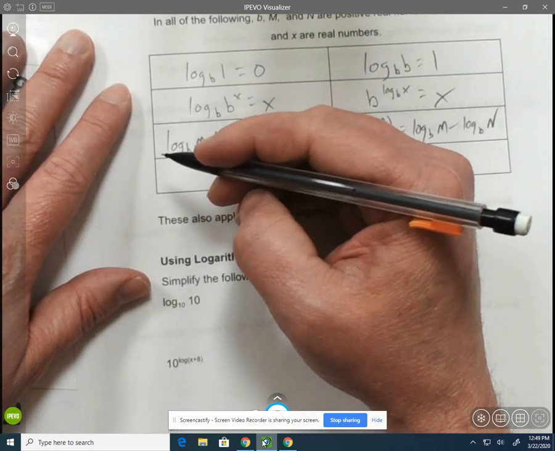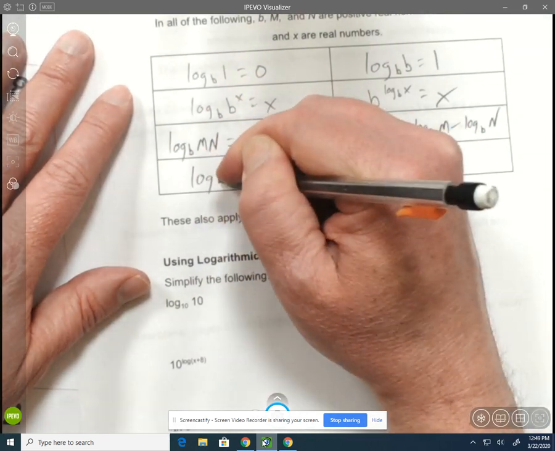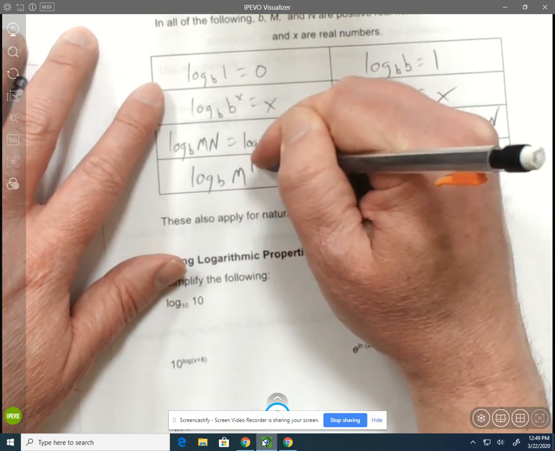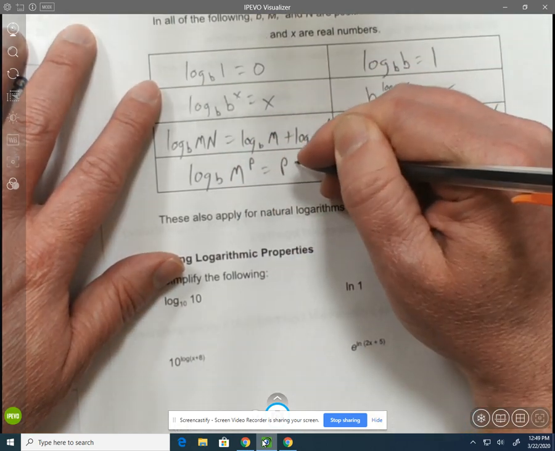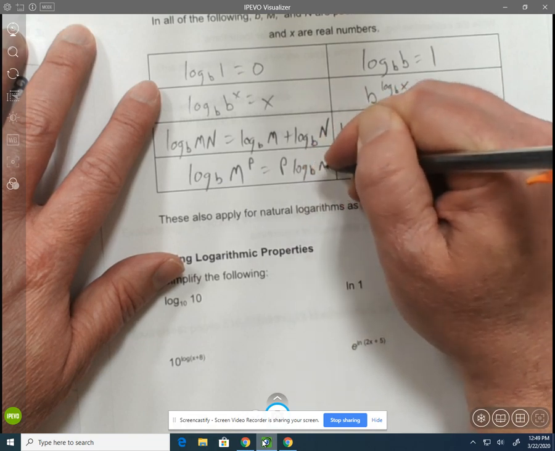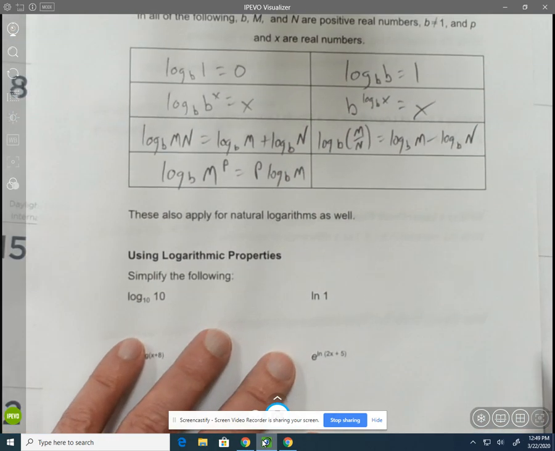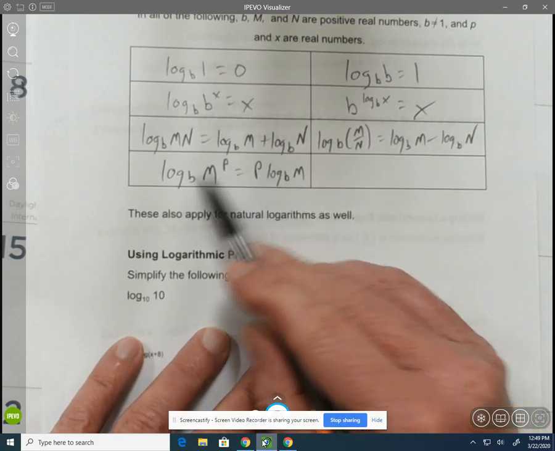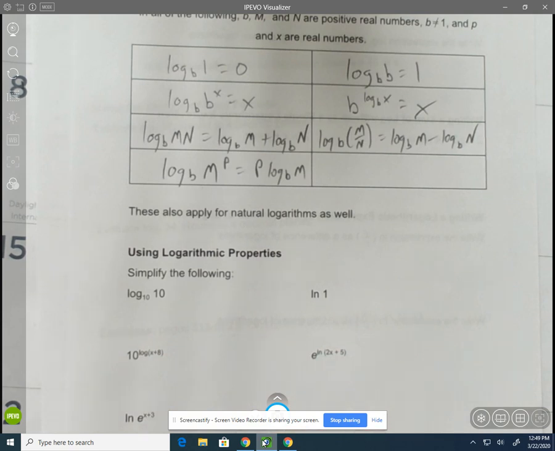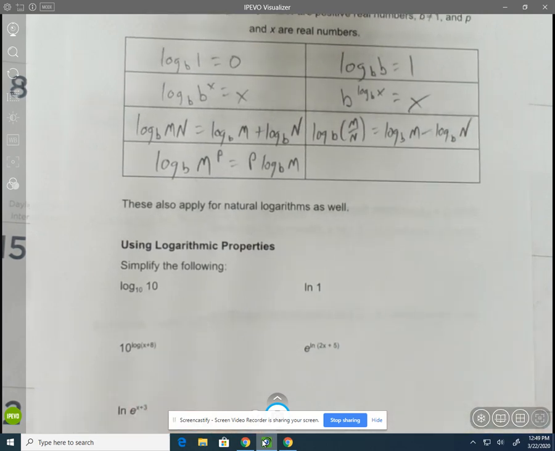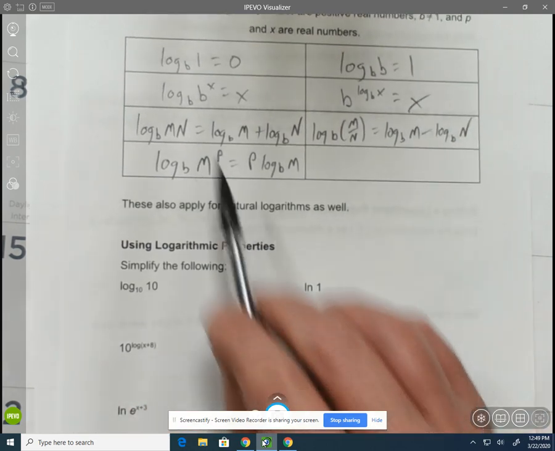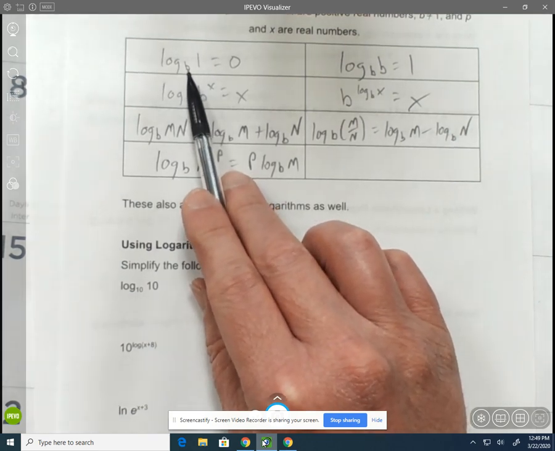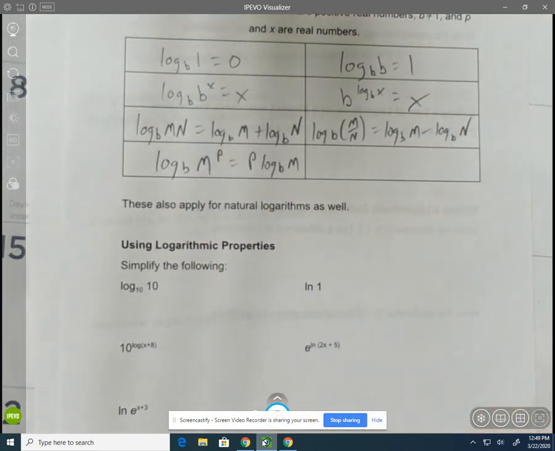Finally, the last one we're going to look at is log base b of m to the p power, which is p times log base b of m. So if I've got the logarithm of something to a power, I can take the logarithm and multiply it by p. We're going to take a look at how those apply and exactly what we're going to do with these. These all apply with natural logarithms as well, and b here could be e. I could have written each one of these with the natural logarithm as well.